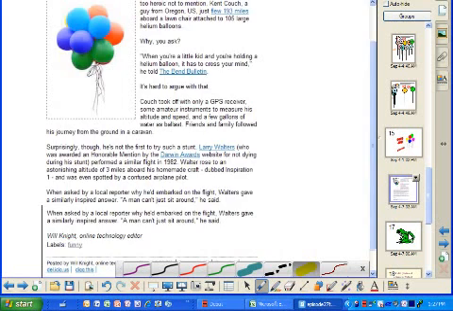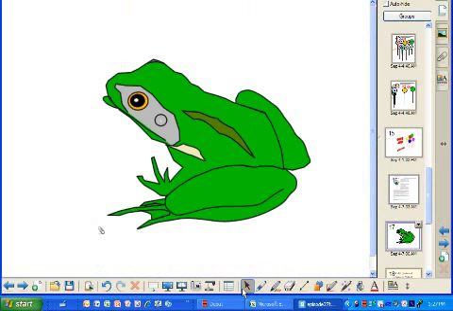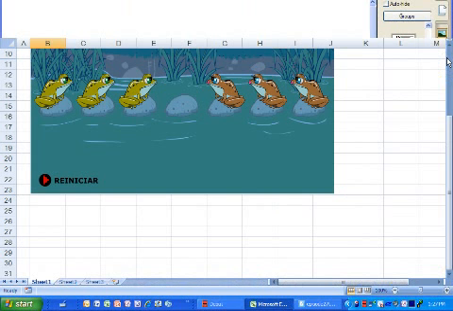Okay, the frog game. All righty, there's the frog game. I've attached it to this file. So you guys at home can grab it off the attachment file. See the tab over here? You can just grab that. It's an Excel file.